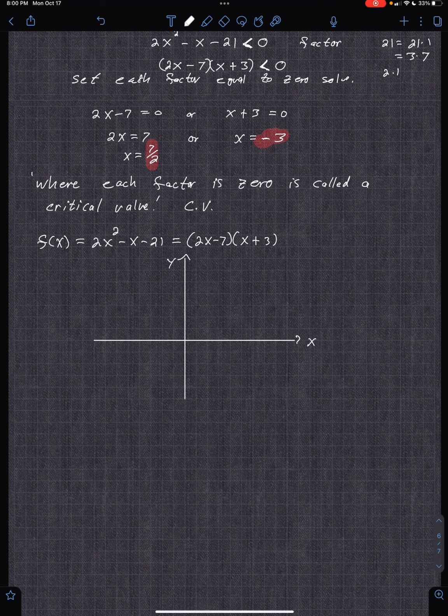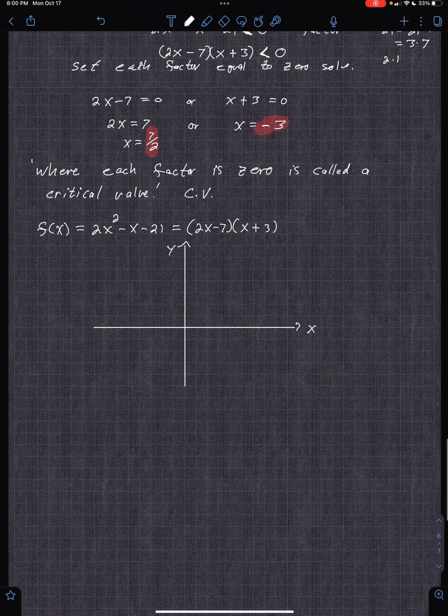Okay, so we go to 7 halves, so that's up here. You don't have to label it, just put a dot. And negative 3, 7 halves, and we're not going to include those. The y-intercept is negative 21, way down here.